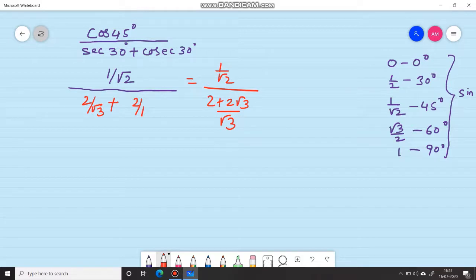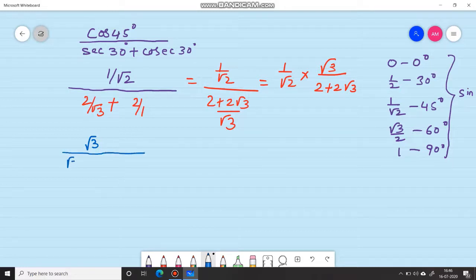Okay. Now what you can do is 1 by root 2 multiplied by root 3 by 2 plus 2 root 3. Okay. Now see what you are going to get in the next step. In the next step I am starting from here. You go through this step. Now you will get root 3 in the numerator and in the denominator you will get root 2 multiplied by 2 plus 2 root 3. Children, if you are not easy with these type of calculations, you won't be able to get the correct answer and you have to learn this.